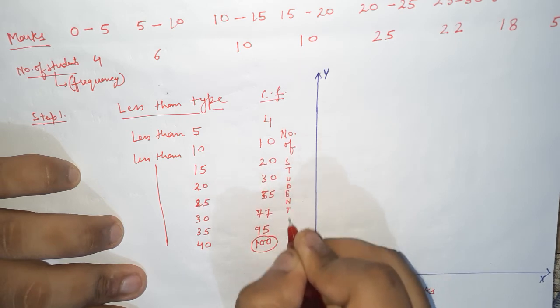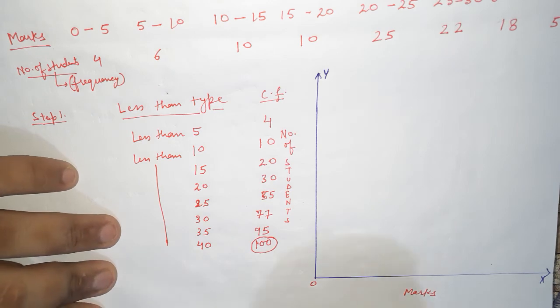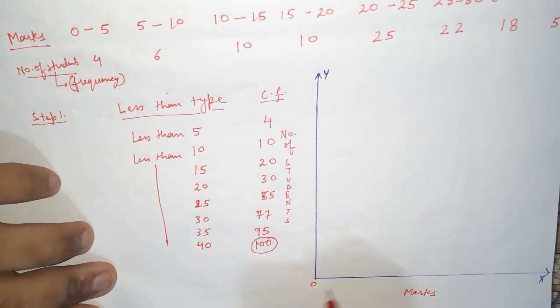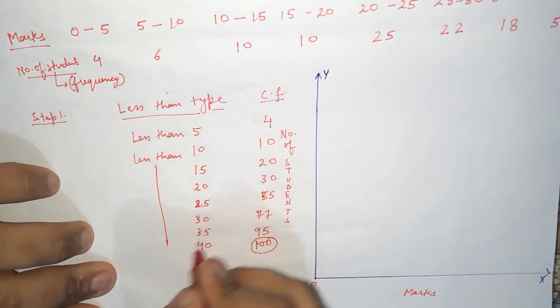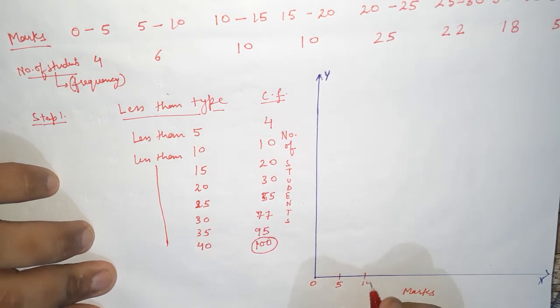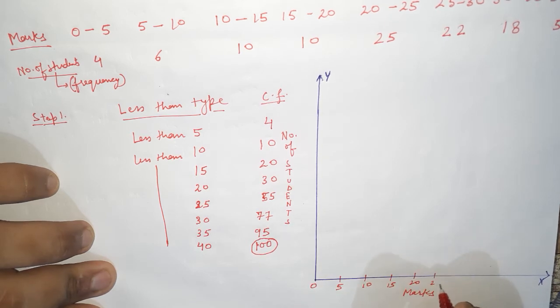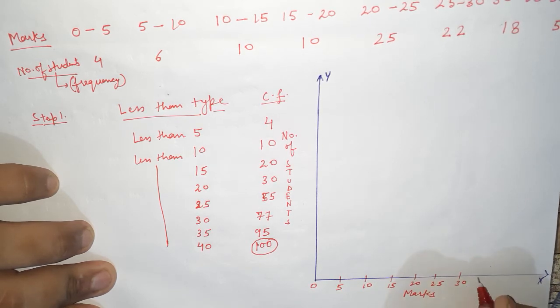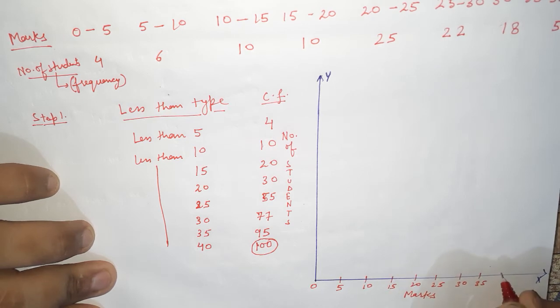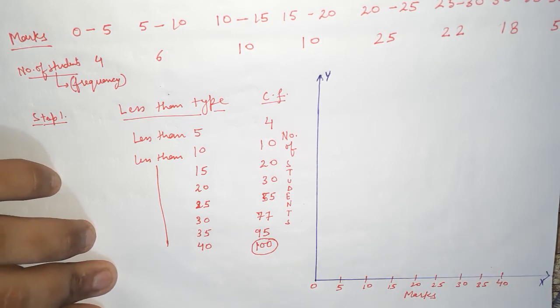Any way you can write, that becomes easy to understand. Now let us give marks. Marks, as you can see, 5, 10, 15, 20, it is already arranged. So we'll write directly 0, 5, 10, 15, 20, 25, 30, 35 and 40. Clear? On this side marks.